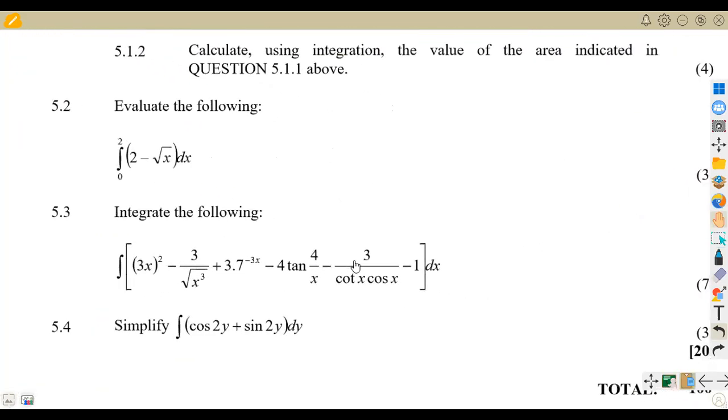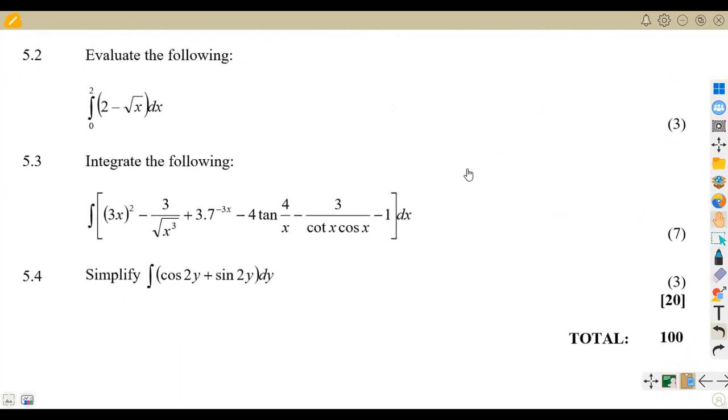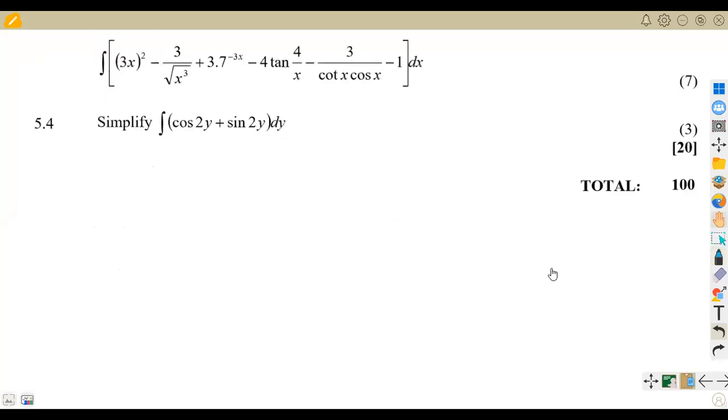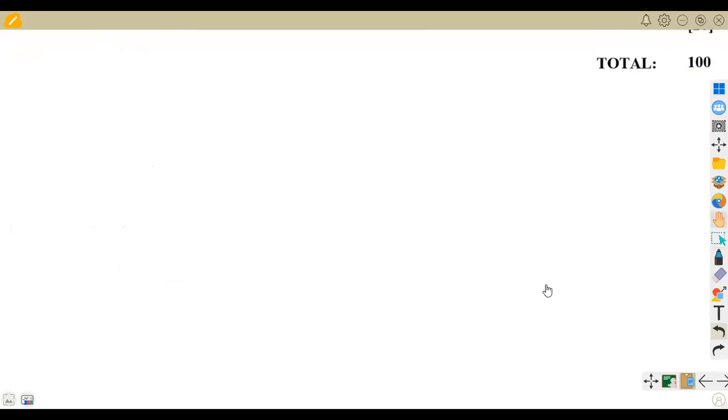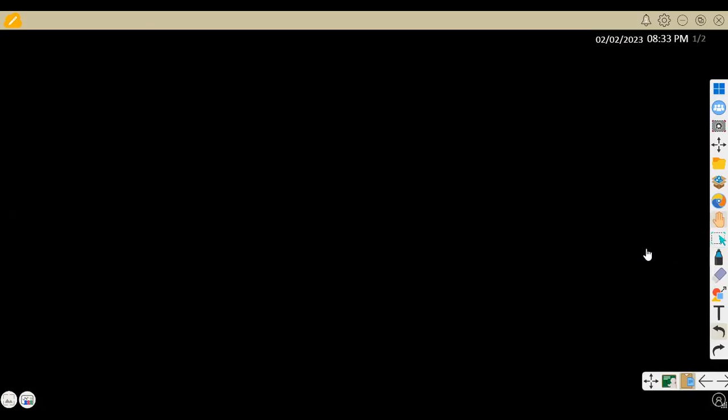And on 5.2, evaluate the following. That is the integral of, we are given the limits, and that's 3 marks for that. Okay, so that's question 5.2. Let's see. You can just write this aside so that we can have our area properly. From this integral, we are given that evaluate, that is, you are given the limits and so forth. So you can just even write this aside. Let's see what we can do to simplify this. So this is question 5.2.